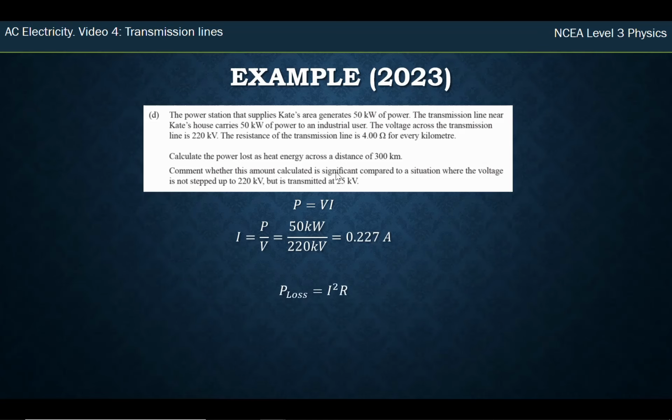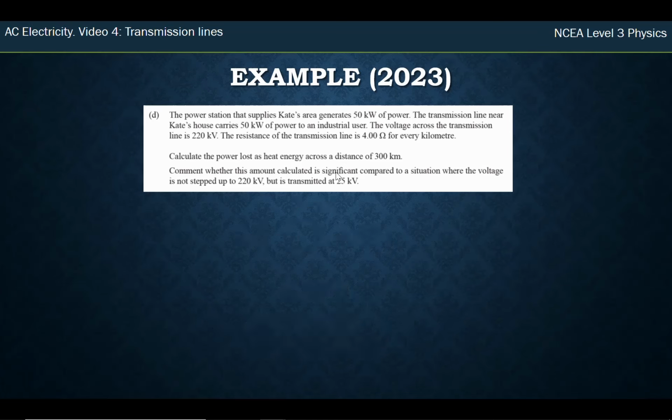And now I'm going to use P equals I squared R. So in this case, the 0.227 amps squared, and my R is 4 ohms per kilometre, but 300 kilometres worth. Multiply that together and I lose about 62 watts. So not much, because I've got such a high voltage and such a low current.